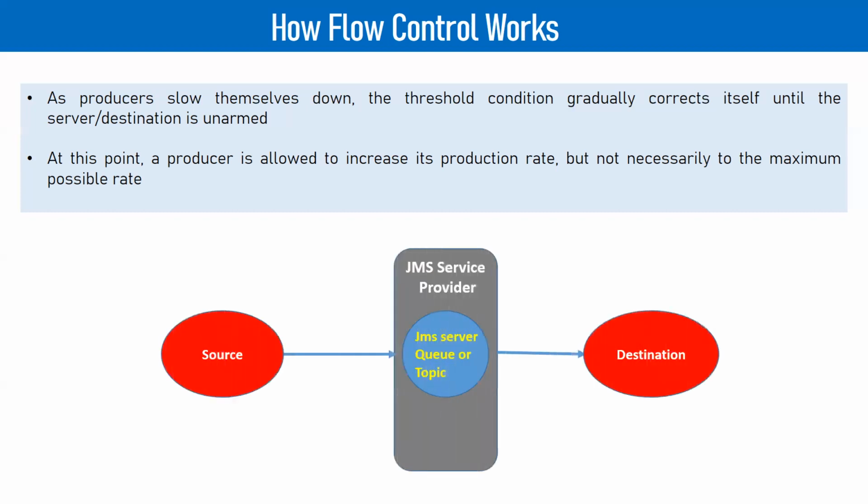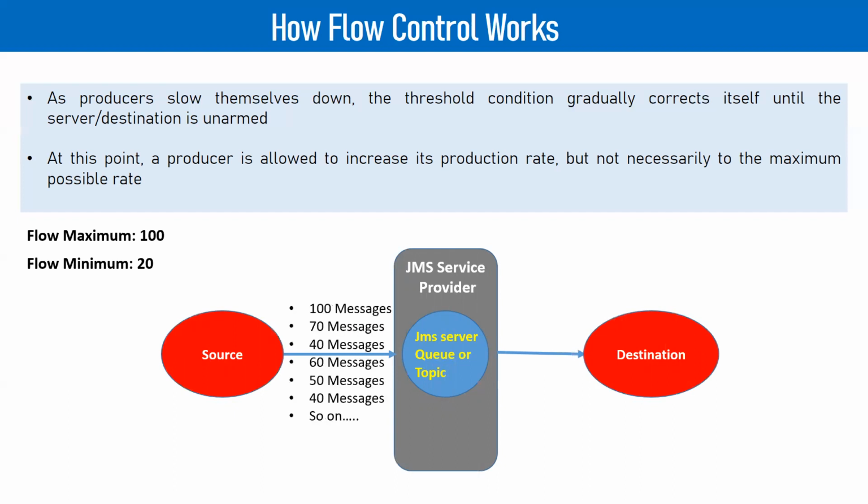So this is my source application and destination application. In between, I have the JMS service provider. My messages are getting saved in JMS server queues and topics. Suppose I have a flow maximum defined as 100 and flow minimum defined as 20, and suppose my destination gets armed and sends a message to my source application to please enable the flow control. In that case, your producer or source application will maybe send 100 messages. After that, it may send 70, then 40, then 60, then 50, then 40, and so on. So it will get auto-tuned based on your destination condition.